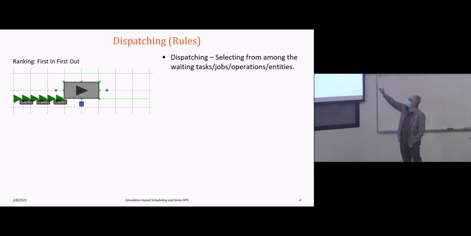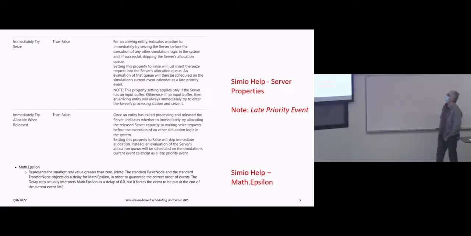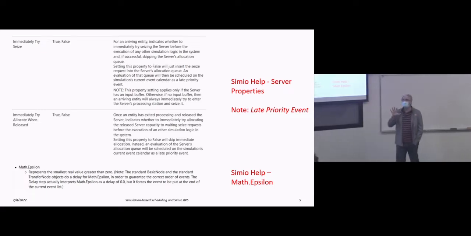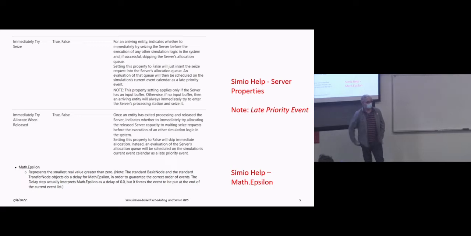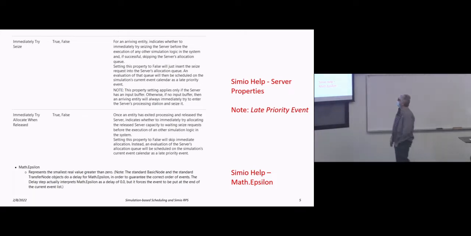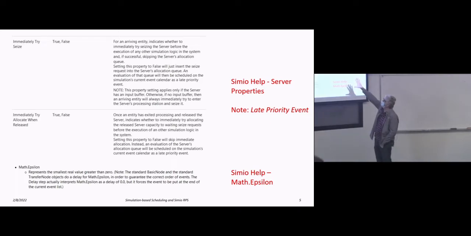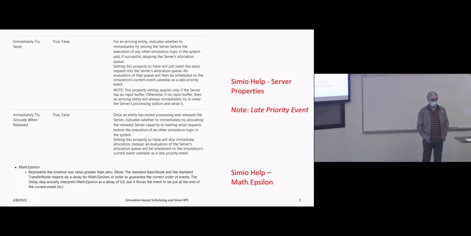So now this question of why doesn't order 1 immediately go into service when it gets there? I copied a couple of elements from Simio help, and I want to talk about something called late priority events. The upper section is help from the server object, and the lower section is the definition of something called Math.Epsilon. Both are pertinent to this situation. On the properties for the server, two properties are of interest. One is Immediately Try Seize. The Immediately Try Seize property can be set to true or false, and by default, it's set to false.